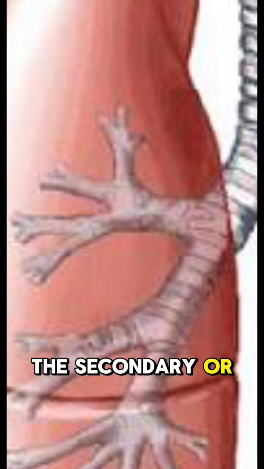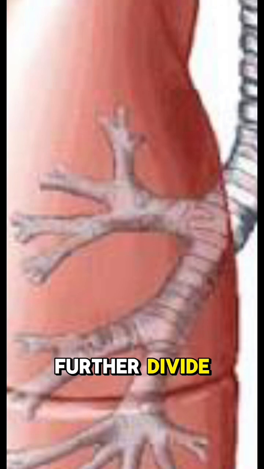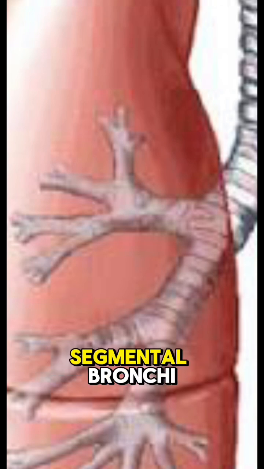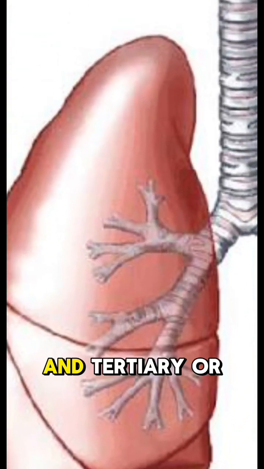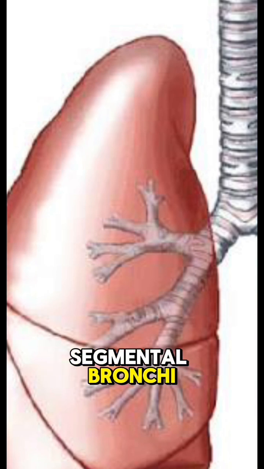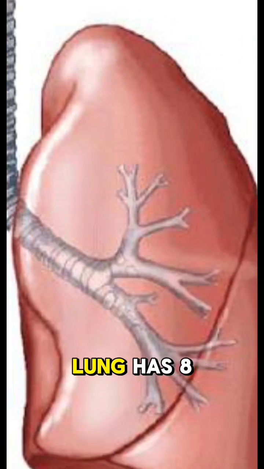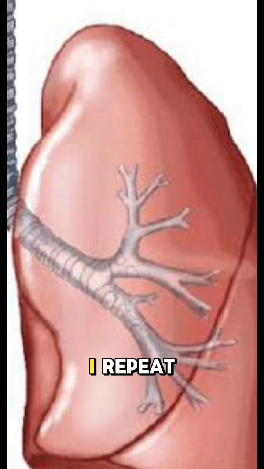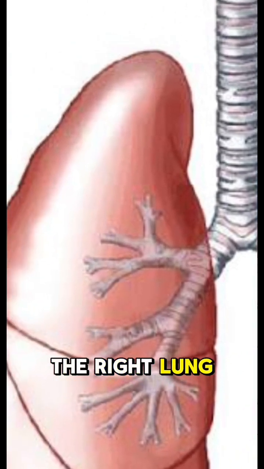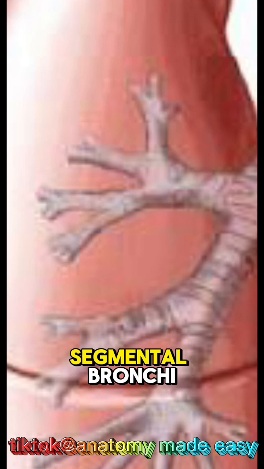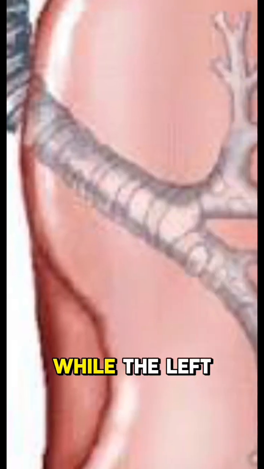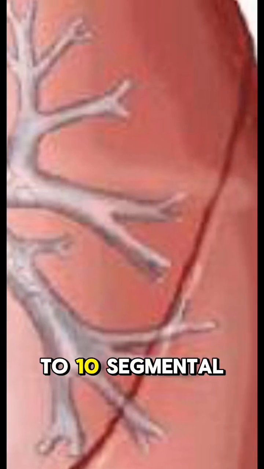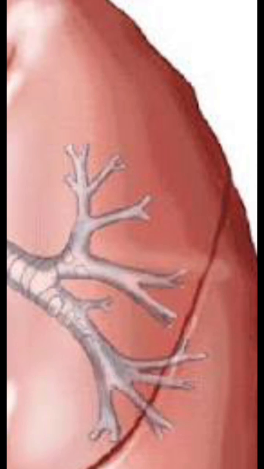The secondary or lobar bronchus will further divide, giving rise to the tertiary or segmental bronchus. The right lung has 10 tertiary or segmental bronchus, while the left lung has 8 to 10 segmental bronchus. I repeat, the right lung normally has 10 segmental bronchus, while the left lung has 8 to 10 segmental bronchus.